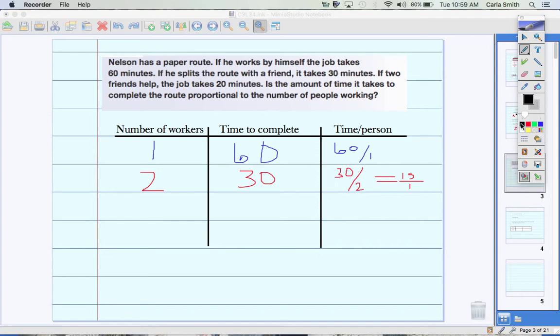Then he has 2 friends help. So if he has 2 friends plus himself, there's 3 people working. It took them 20 minutes. So this time it's going to be time over the amount of people. So I have 20 over 3. And can I reduce this? No, because 3 is a prime number. So my ratio here is 20 over 3.